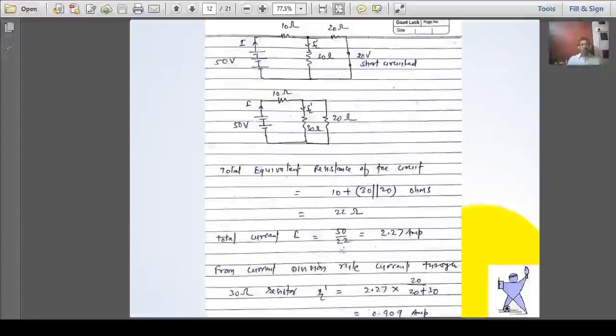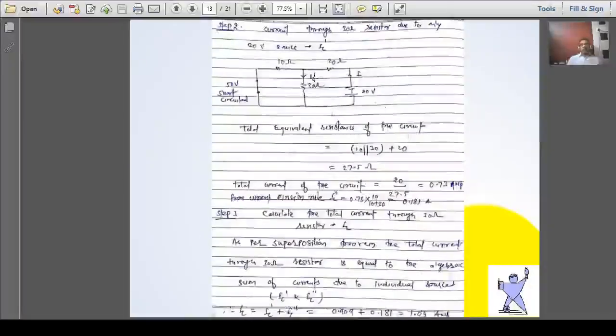So we can say this 0.909 ampere current is flowing through this 30 ohm resistor due to the 50 volt source. Now in step 2, we'll take the 20 volt source in the picture and we'll short circuit the 50 volt source. So the current flowing through this 30 ohm resistor is now IL dash.